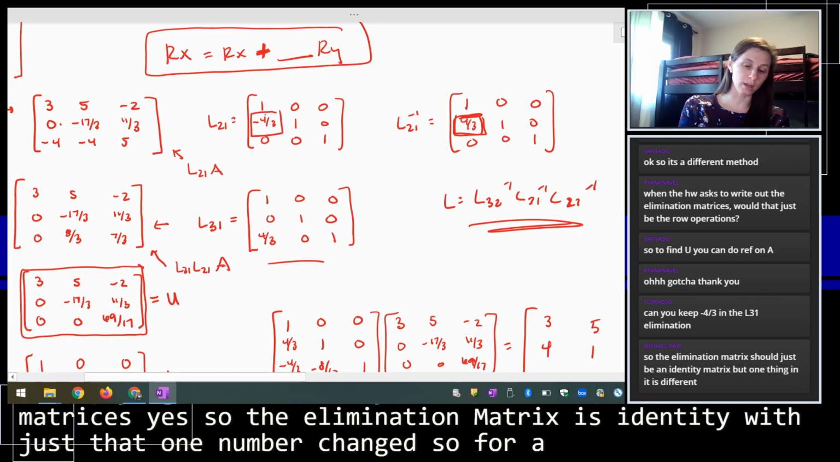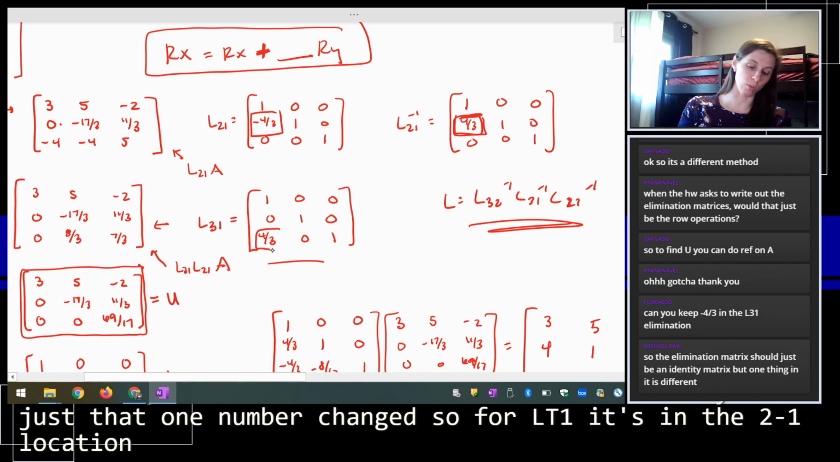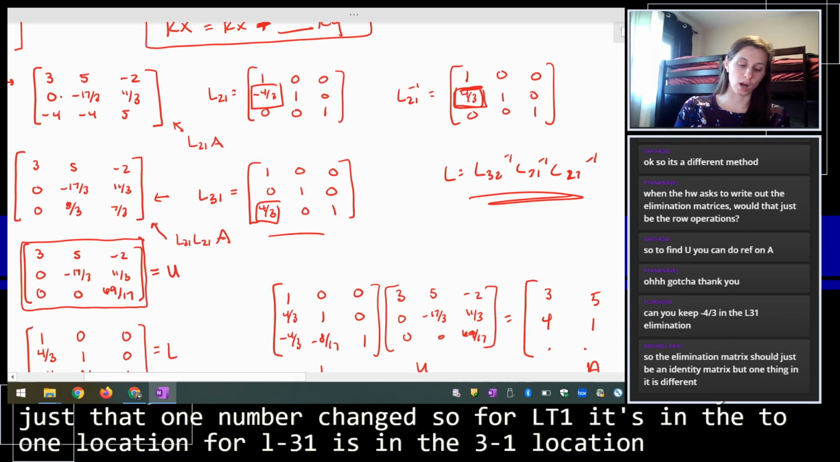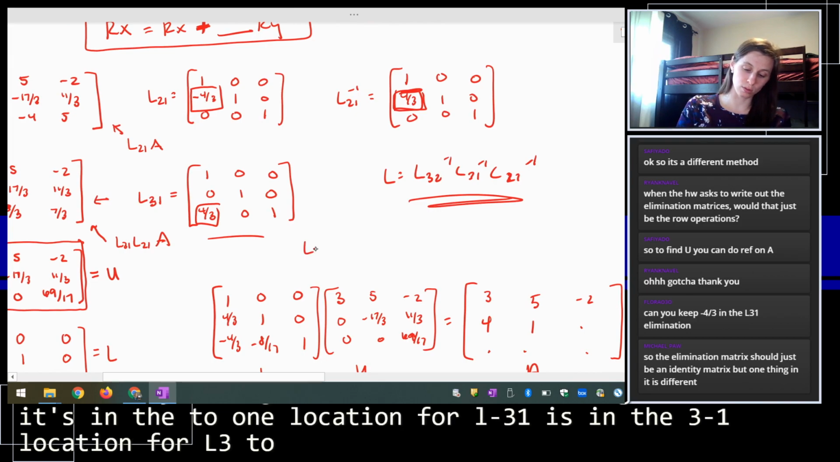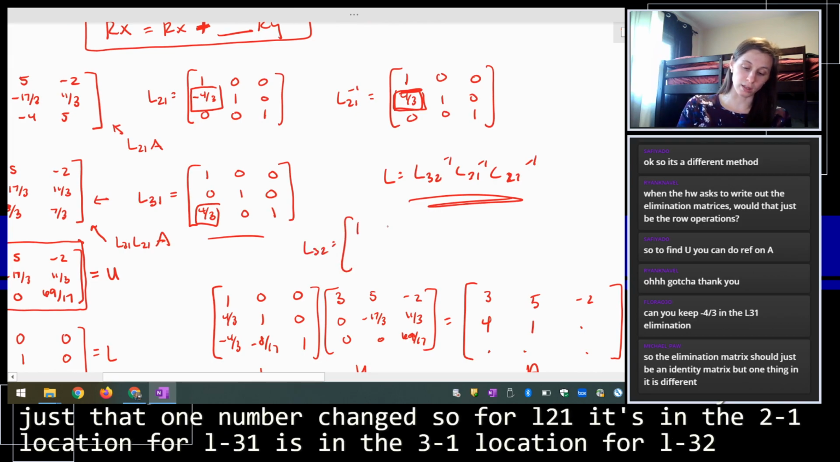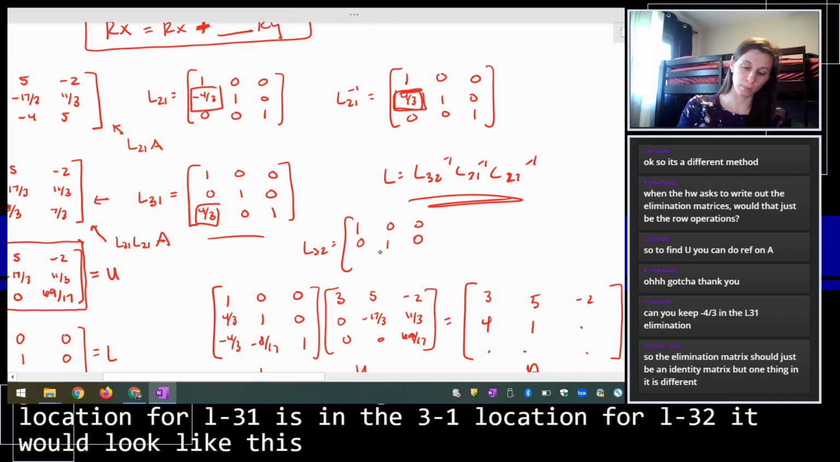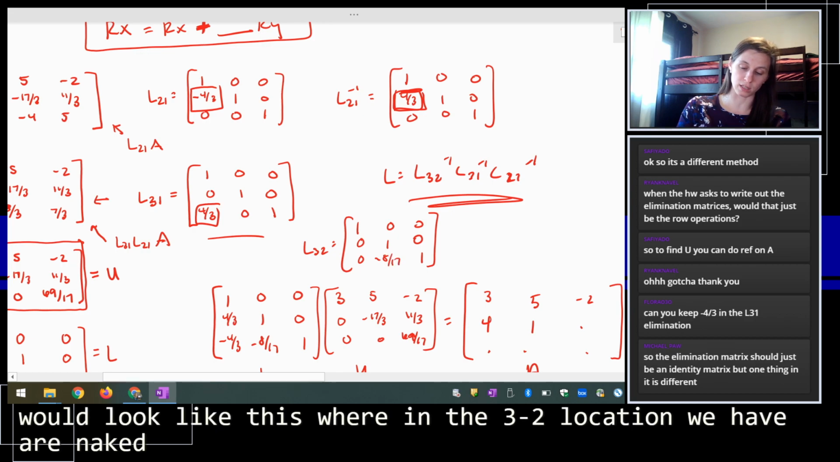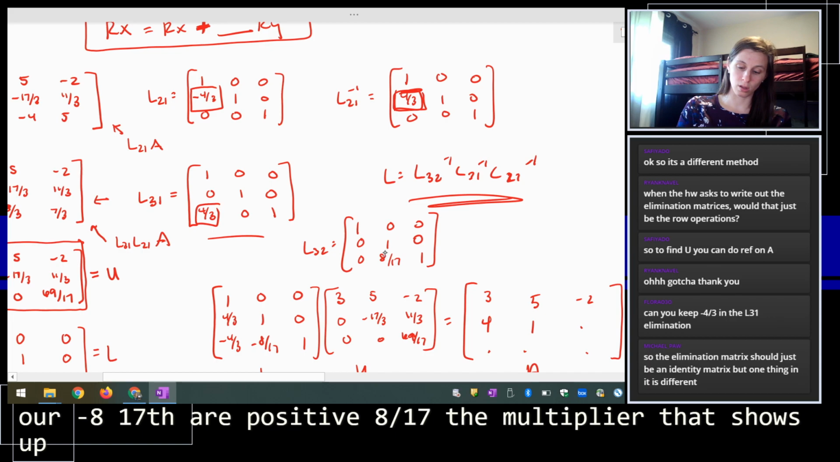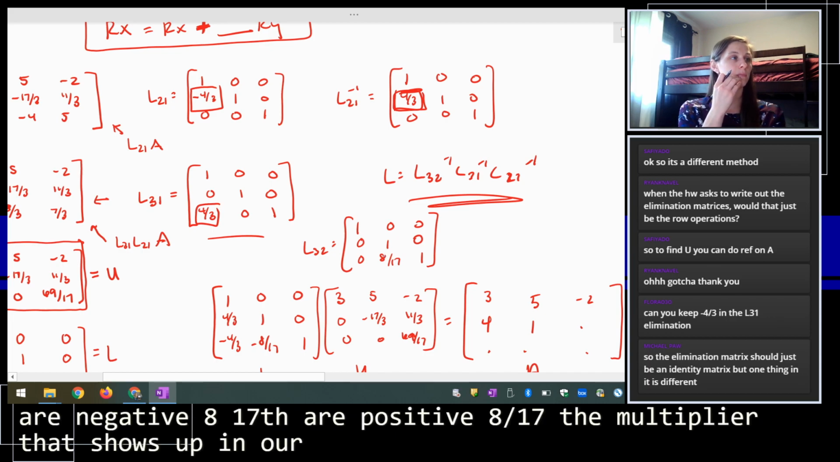Yes, so the elimination matrix is identity with just that one number changed. So for L2-1, it's in the 2-1 location. For L3-1, it's in the 3-1 location. For L3-2, it would look like this, where in the 3-2 location, we have our negative 8/17, or positive 8/17. The multiplier that shows up in our row operation.